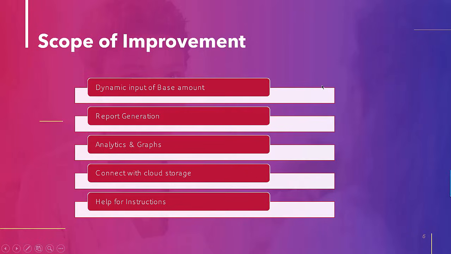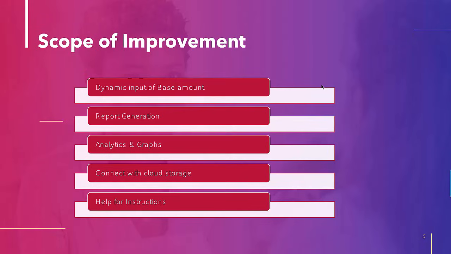Now we have a scope of improvements. There are things that you can add by yourself. You can add a dynamic input base amount, which means right now we have set it to 5,000. You can accept it from the user and user can provide, and accordingly things will happen. You can generate reports, you can use pandas and other libraries in order to generate report, perform some analytic report like last month you had spent this much, this month you have spent this much, like that.